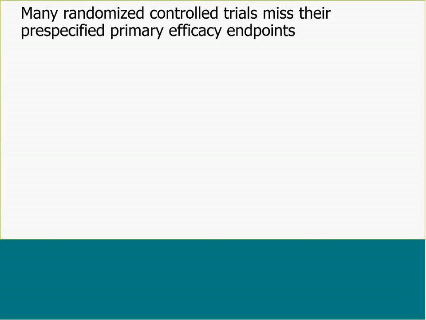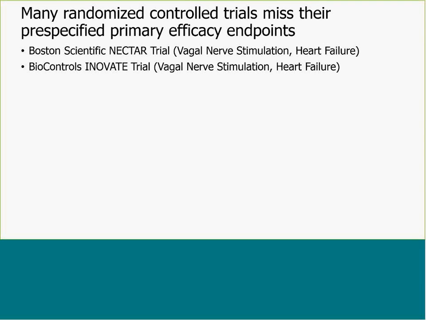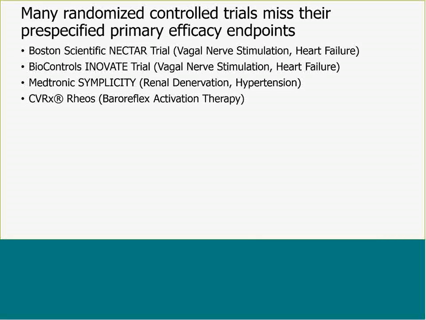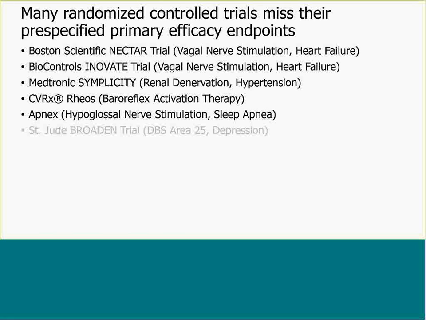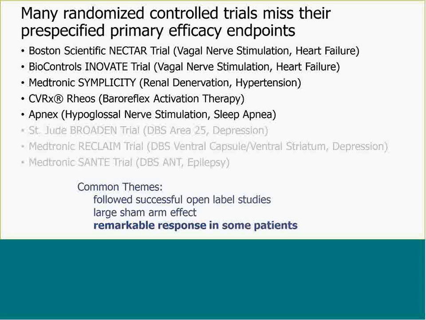So, but despite that success, there are also a lot of misses. And here are some of the misses. These are things that have been tried and have not met the primary efficacy endpoint in their randomized controlled trial. And typically that will cause them to not be approved by the Center for Devices at the FDA. And these devices have failed in some scientifically interesting ways. In all of the cases here on the slide, the randomized controlled studies followed successful open label studies.